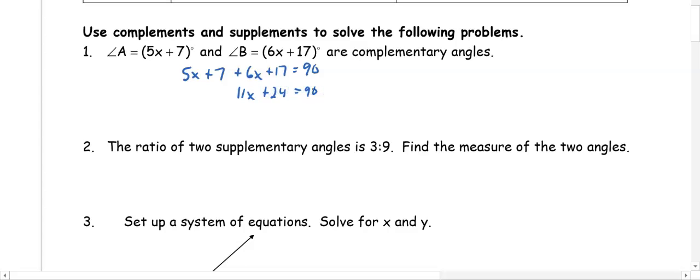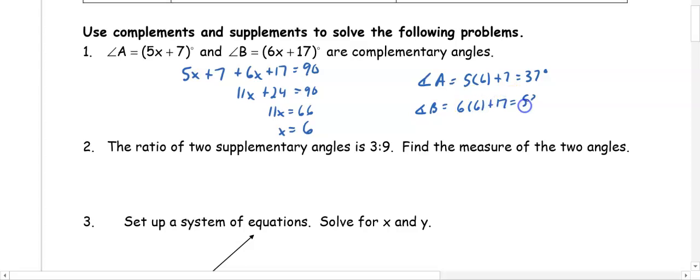We can subtract 24 from both sides. 11x equals 66, so we divide, x is 6. Once we know x is 6, we want to find the angles. So angle A is going to equal 5 times 6 plus 7, which is 37 degrees. And angle B is going to equal 6 times 6 plus 17, which is going to be 53 degrees.